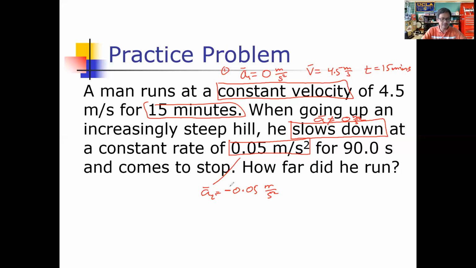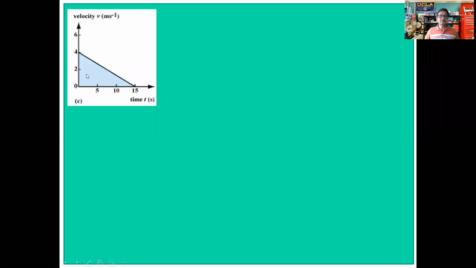But with that said, we're told that he comes to a stop, which means the final velocity here is going to be 0. And the time interval that he takes to come to a stop is going to be 90 seconds. All right, so those are all the things that we know about this particular motion. We're going to take all that information and use it to solve this problem. So let me clear this up real quickly.